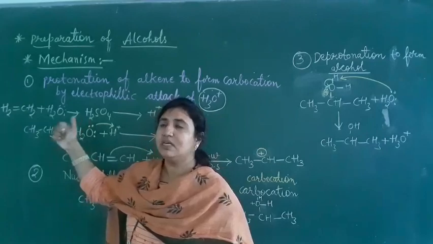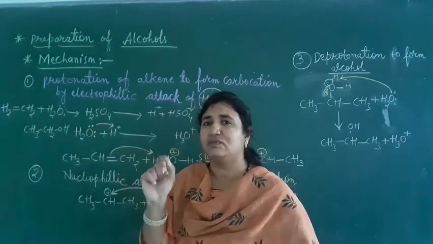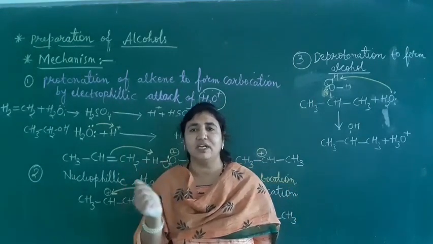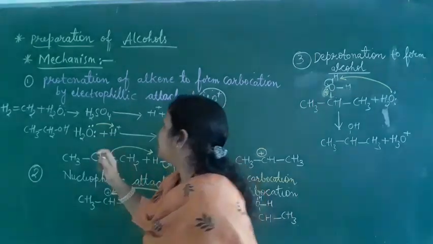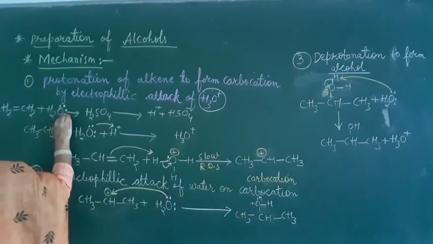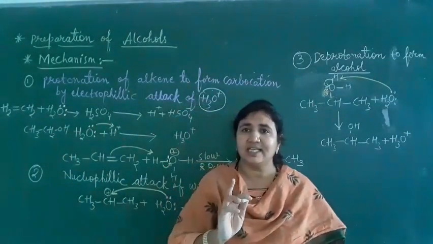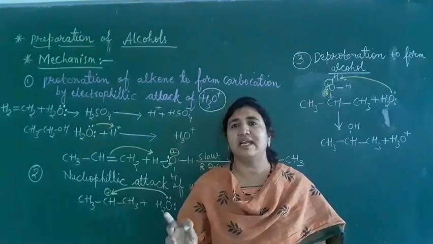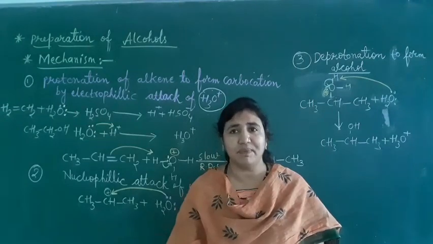Why? Because in alkene we have pi electrons. Pi electrons are delocalized, so they can donate electrons. So alkene is a nucleophile. And on water also, on oxygen we have 2 lone pairs. So this water also acts as a nucleophile. So alkene is a nucleophile, water is also a nucleophile. That means 2 nucleophiles cannot react with each other and can't form the product.